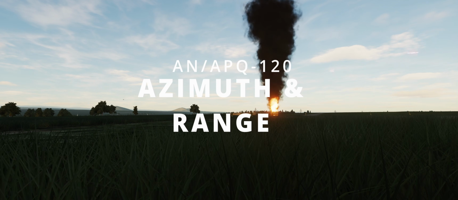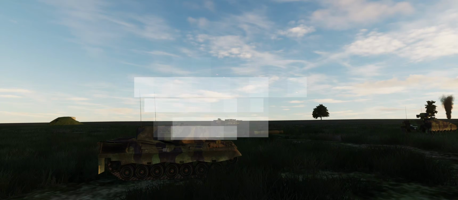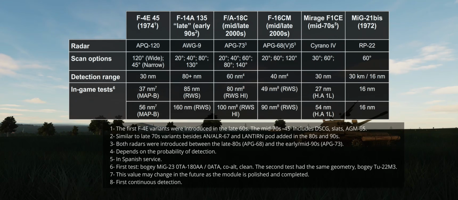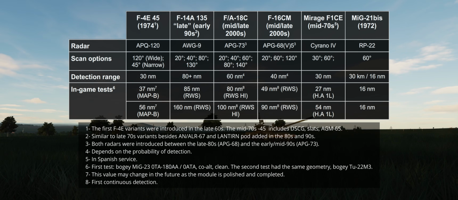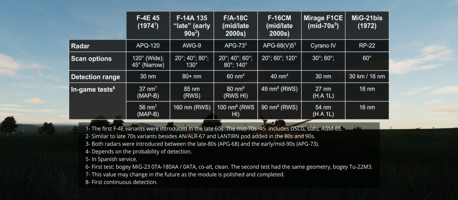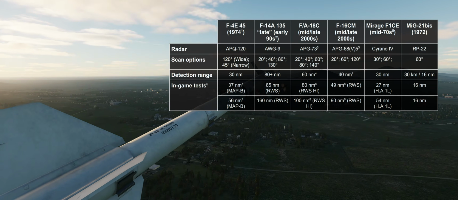Azimuth and range. Starting with the azimuth settings, only two options are available: wide and narrow. This table shows the common search radar modes of fighters introduced around the same period of the F-4E and available in DCS, plus modern aeroplane examples, along with general detection ranges for fighter-sized aircraft using search modes.